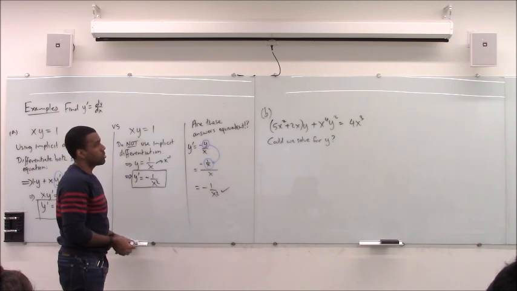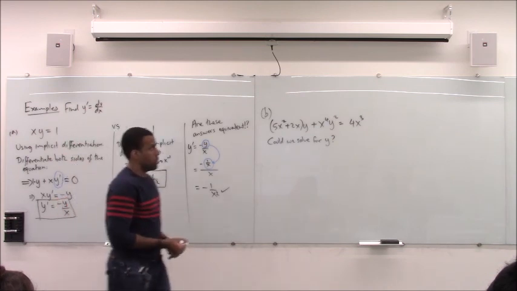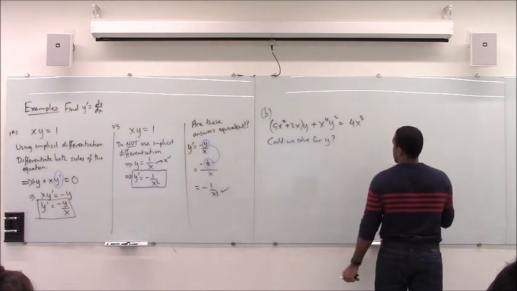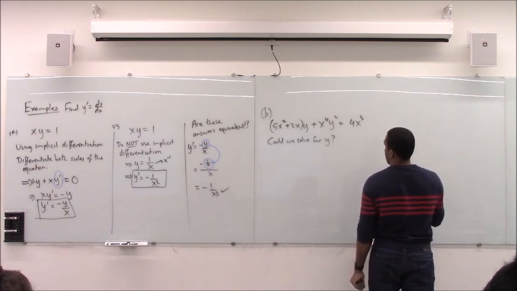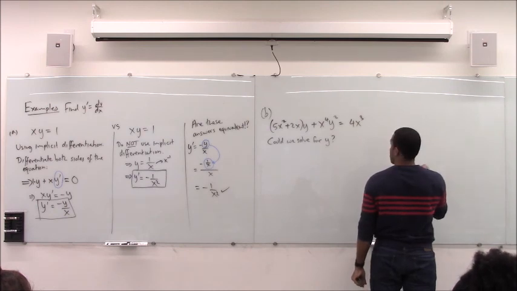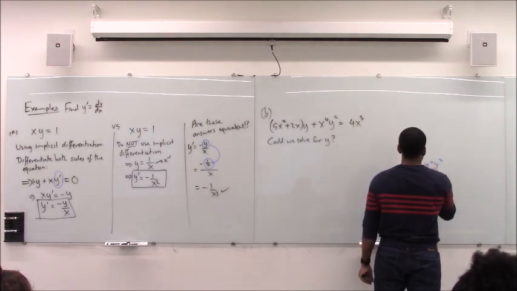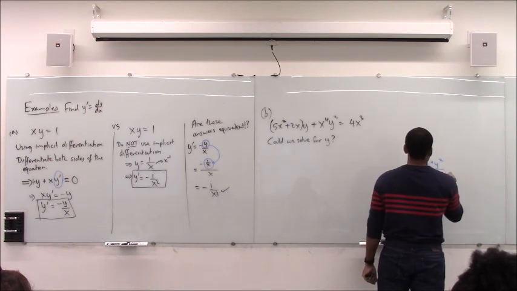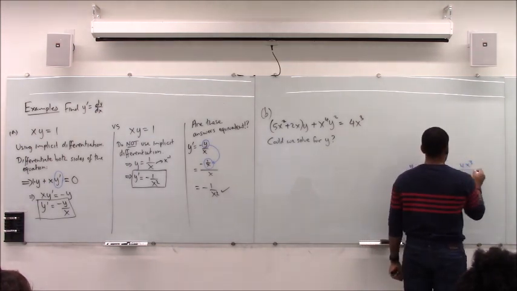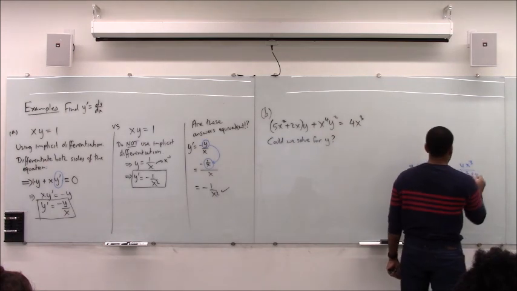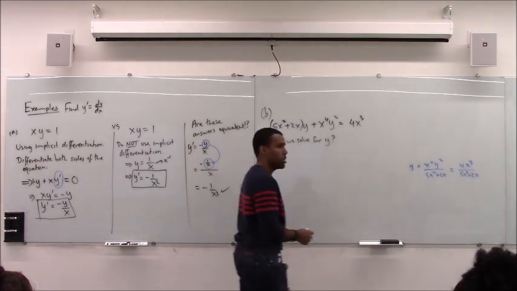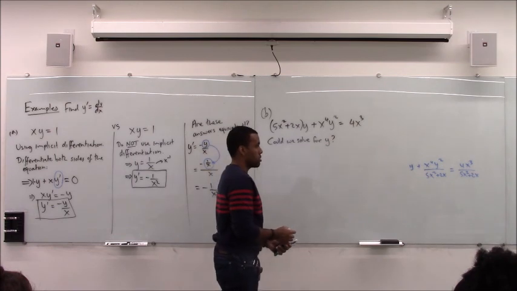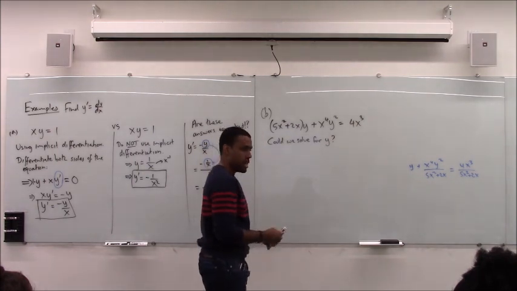Can't you just divide the 5x squared plus 2x to the other side so that y stays on the left side? And then you get y plus x to the fourth y squared. No, because in an equation, you'd have to divide both sides by it. So if you divide by the 5x squared plus 2x, it would look like y plus x to the fourth y squared over the 5x squared plus 2x equals 4x cubed over the 5x squared plus 2x. That's what it would look like if you divide both sides. And so you can't isolate y.